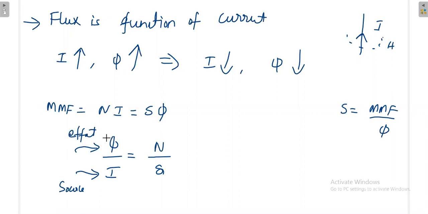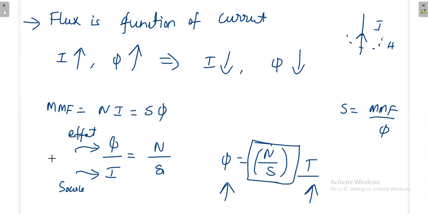If I increase the current, the flux also will increase. If I decrease the current, the flux also will decrease. Ultimately, my flux depends on N by S times I. Once I increase the current, my flux will increase. Then who will decide this N by S? N means number of turns. S depends on the material, which type of material you are using.